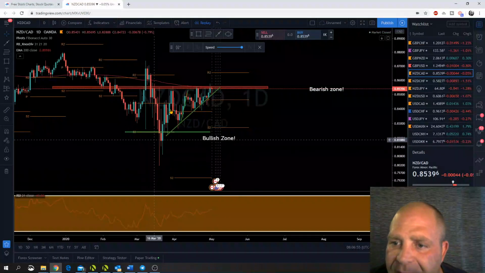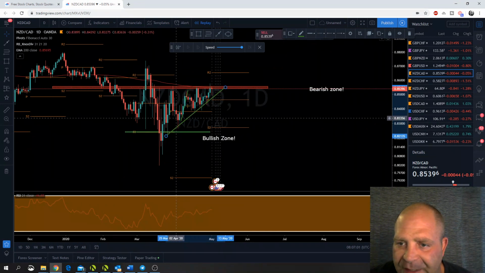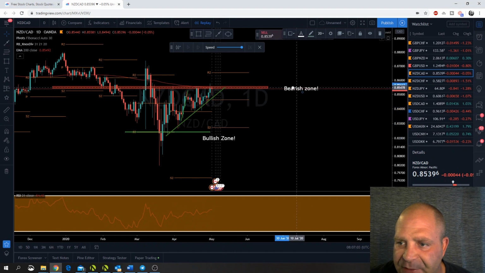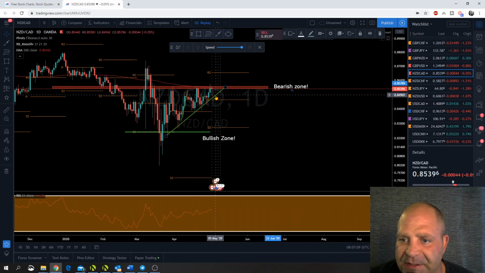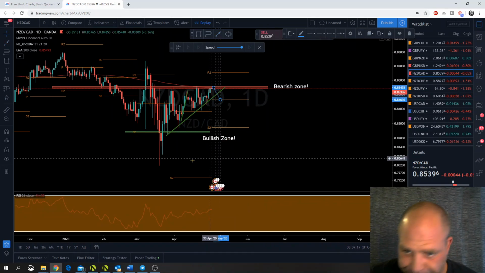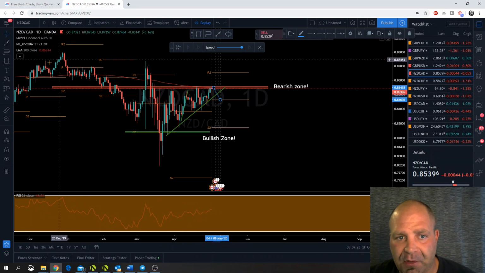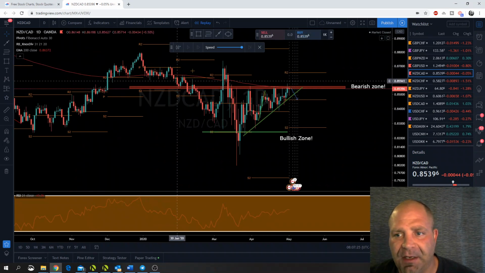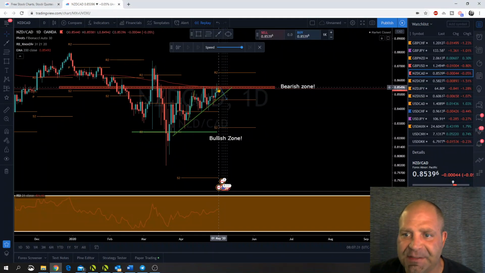NZD CAD. Ooh. So price came down to our bullish zone weeks ago, and now we're sitting right at that 200 EMA. This one's red. We want to see what we're going to get here. I like this to go bearish back to at least that pivot. We do have this trend line as a reference point, but you can see we broke barely above the 200 EMA here, and then we've just been riding under it.